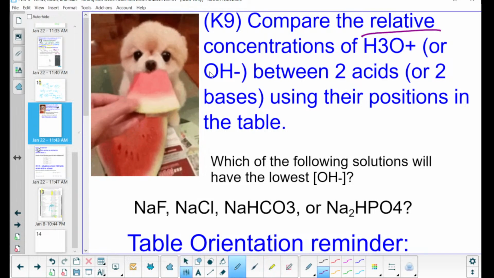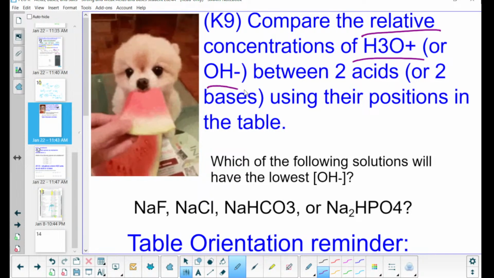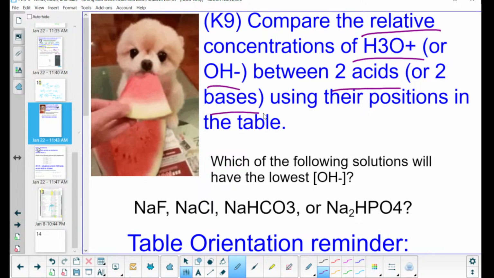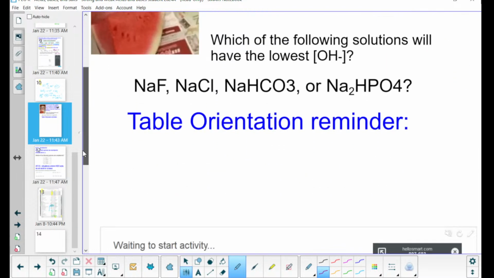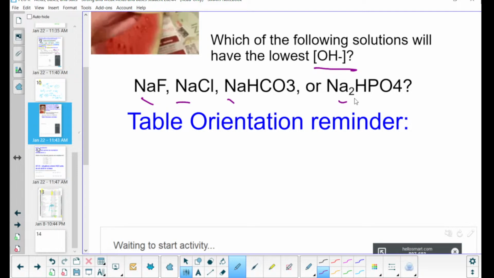Compare the relative concentrations of H3O plus or OH minus between two acids or two bases using their positions in the table. Which of the following will have the lowest concentration of OH minus? So what kind of base are we picking? Now, why do I have sodium in front of all of these? It dissolves. So why can't I just write F minus?